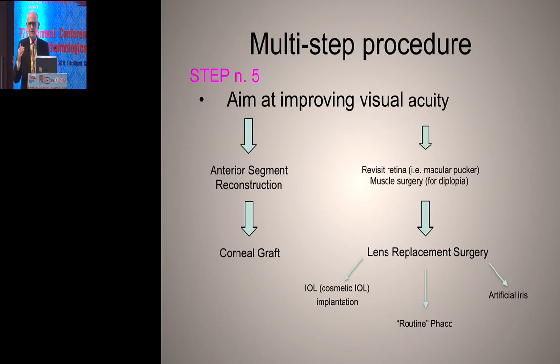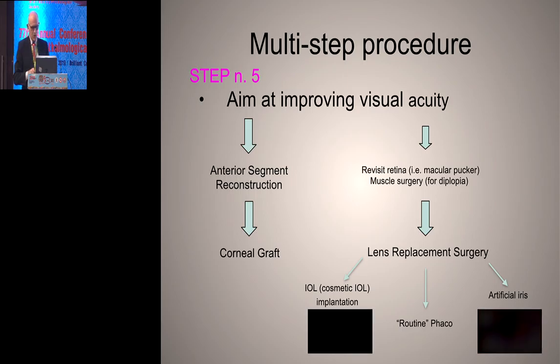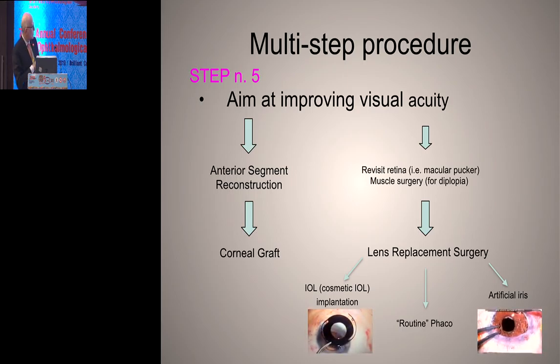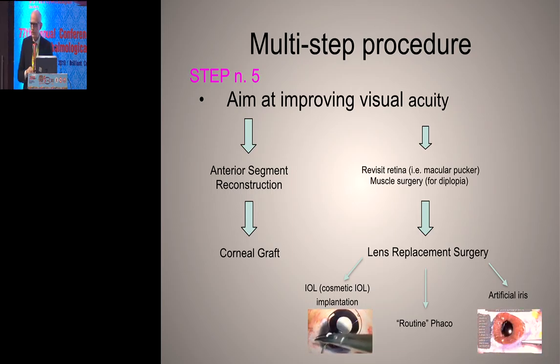And finally, the fifth step is that of improving visual acuity, and this obviously involves anterior segment reconstruction, which may involve a corneal graft. We may have to revisit the retina, for example, if we have scarring of the retina, and then the all-important lens replacement surgery, which can be just a routine phaco, or we may have to implant a cosmetic IOL or an artificial iris.